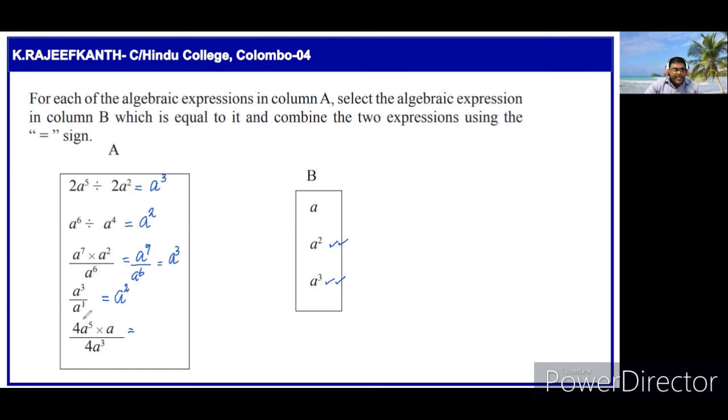Then now we can cancel these two 4s. That means we are dividing 4 by 4, then 4 divided by 4 is 1. Here a to the power of 5 times a to the power of 1. The bases are equal. Then a to the power of 6 divided by a to the power of 3. In these two powers the bases are equal, so we have to subtract the indices, 6 minus 3, 3. Then a to the power of 3 is the answer for the fifth one also.